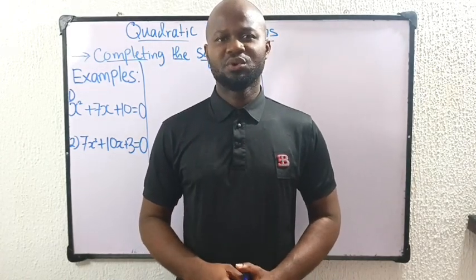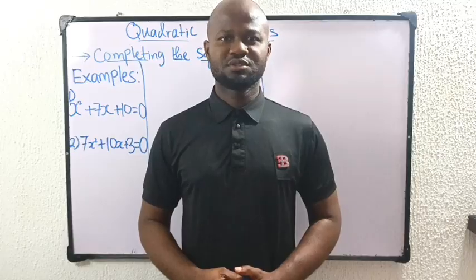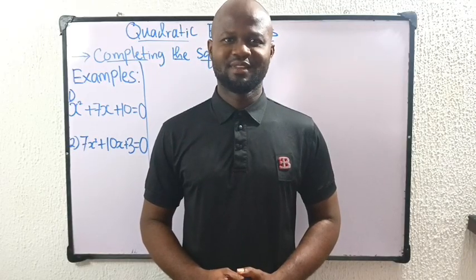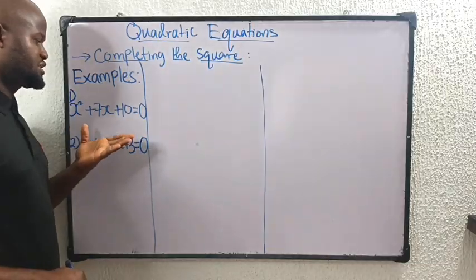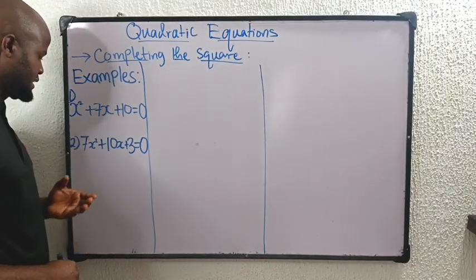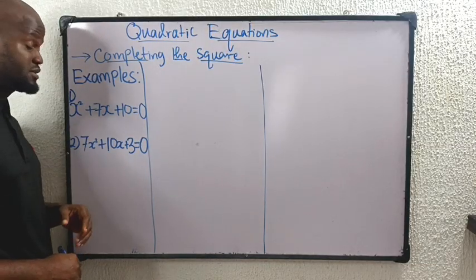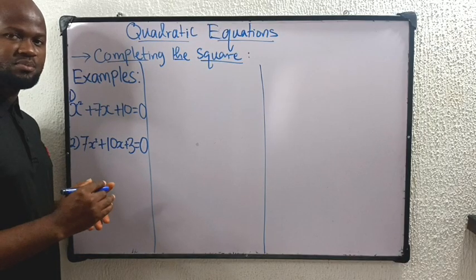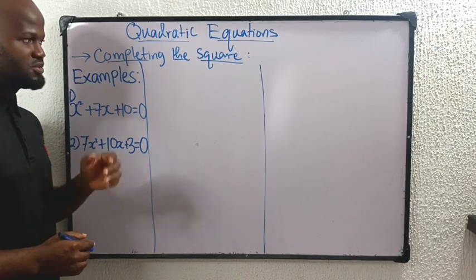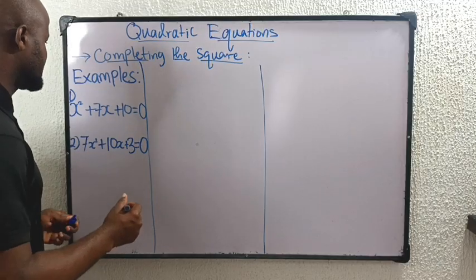In today's lesson, we're going to learn how to solve quadratic equations by completing the square. I have on the board two examples, x squared plus 7x plus 10 equals 0 and 7x squared plus 10x plus 3 equals 0. I'll show you a very simple step-by-step procedure to help you master this process. Now let's take the first example.